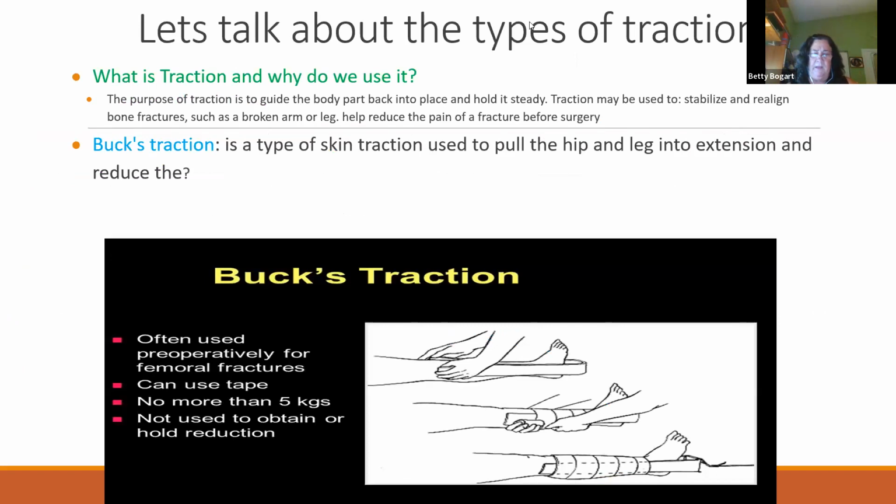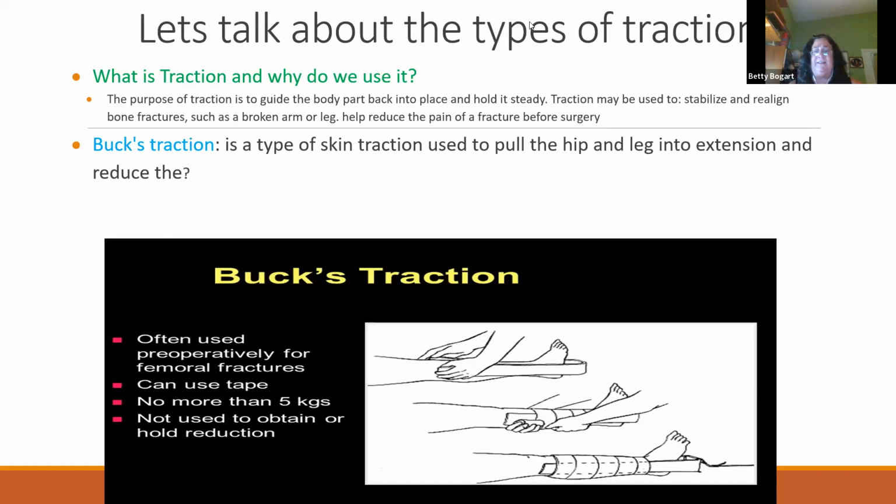Now, traction is used a bit with children, adults also, and traction basically stretches and holds something to where it should be. It stabilizes, realigns. It could be an arm, a leg. I've seen it in the neck too. There are different sorts of tractions. Now, the most common of all of these is what we call Buck's traction. And I've actually seen this put on in the ER because of the benefit of it.